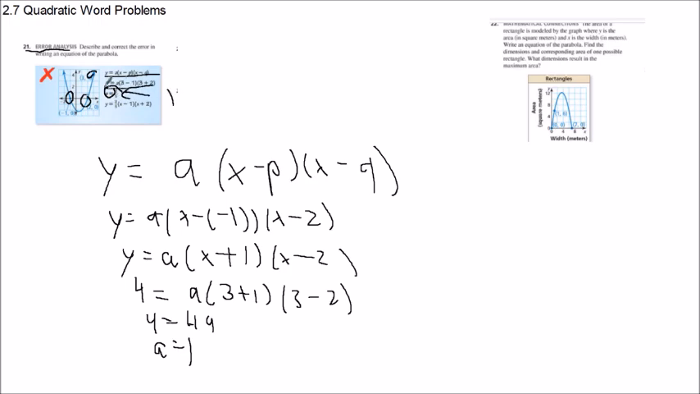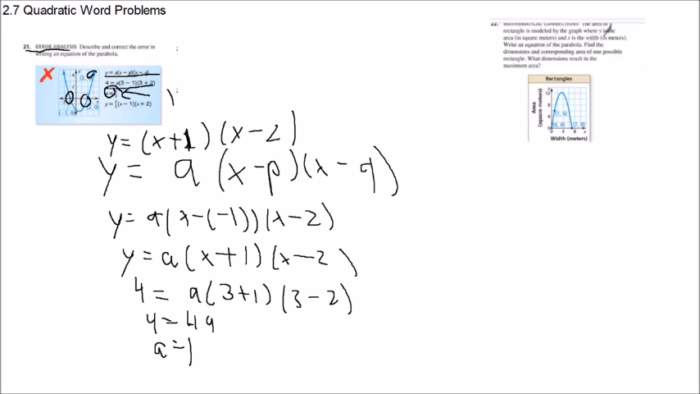So the actual equation is y equals x plus 1, x minus 2, not x minus 1, x plus 2. That was the initial mistake that they were having, because they thought this -1 had to come in there. But we have x minus p, we don't have x plus p, so therefore we have to cancel the minus. So there's minus 1, which is plus 1, which is 3 plus 1, and then 3 minus 2.